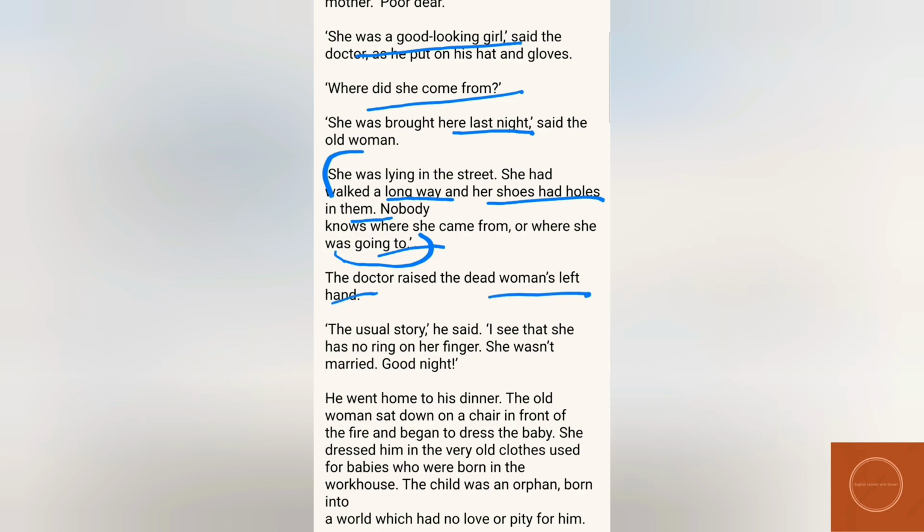Now, can you all just think of the reason why the doctor raised the dead woman's left hand? On the left hand we wear the marriage rings. So the doctor wanted to check whether the woman is married or not.